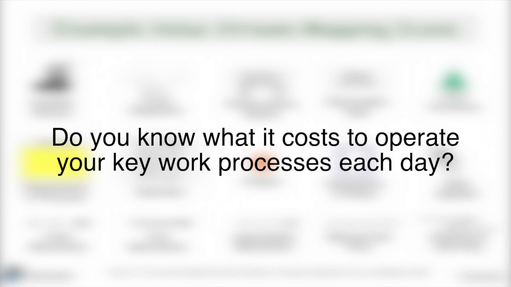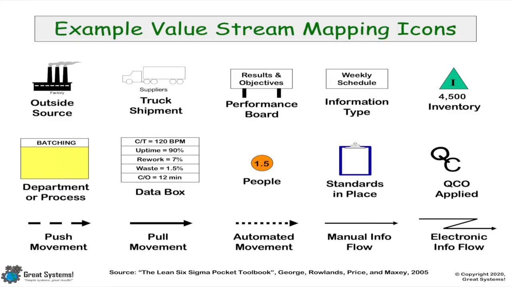The second row of symbols are used to complete each process box. After placing the basic process box on the chart, you can place a data box under it. The other three symbols can then be placed inside the process box to indicate manning needs, whether or not procedures or standards have been defined for that process, and if quick changeover techniques are associated with executing that process.